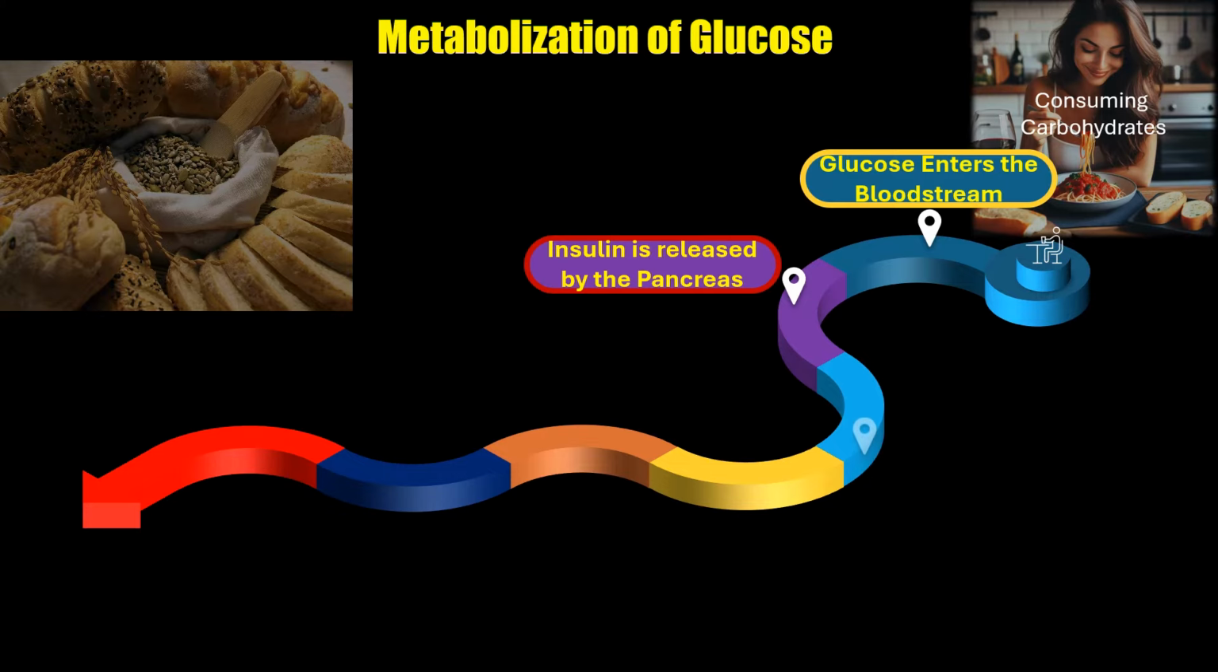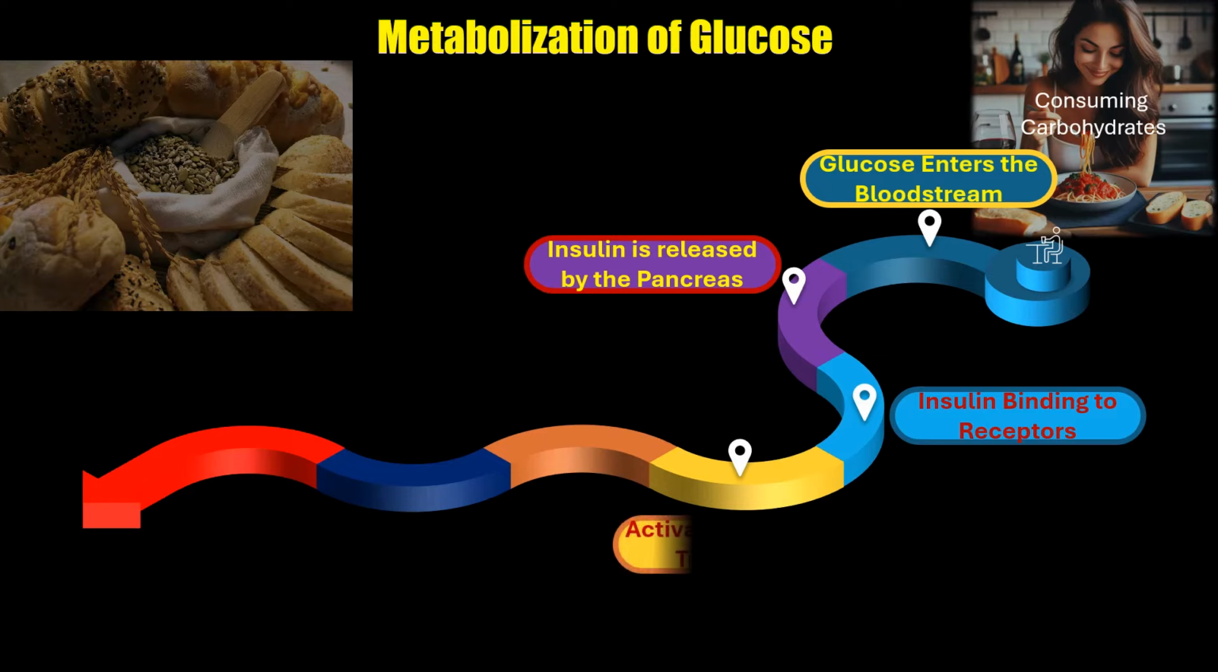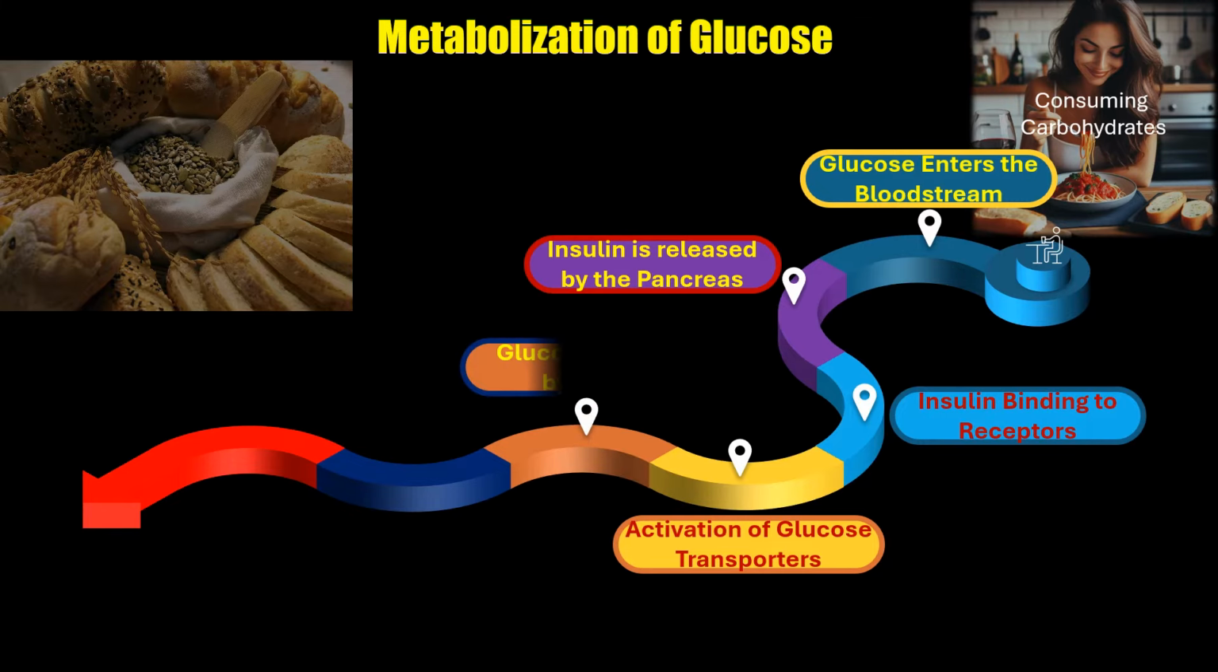Every cell in our body has insulin receptors. So insulin travels through the blood and binds itself to insulin receptors on the surface of cells, including muscle cells, fat cells, and liver cells. When insulin binds itself to the cell's insulin receptors, it triggers a cascade of events inside the cell. This includes the activation of glucose transporters to the cell membrane. In other words, it sort of opens the door in the cell to uptake the glucose.